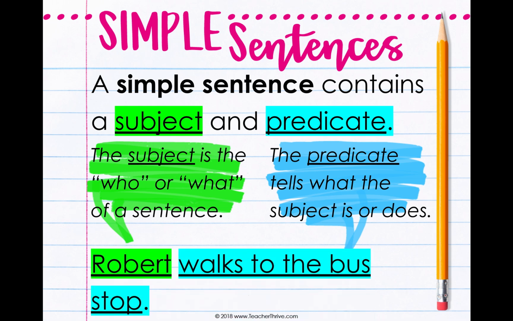In our example sentence, Robert walks to the bus stop. Robert is our who, our noun, our person. Walks to the bus stop is what Robert is doing, what the subject is doing. And it has the verb walks. That's an action, a thing you do. And that's the predicate. And we're using green to identify the subject and blue to identify the predicate.